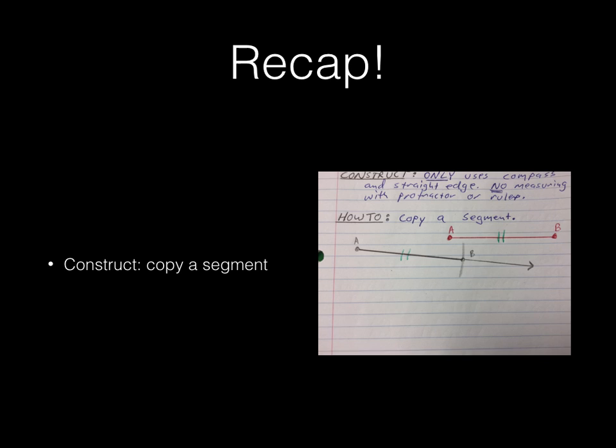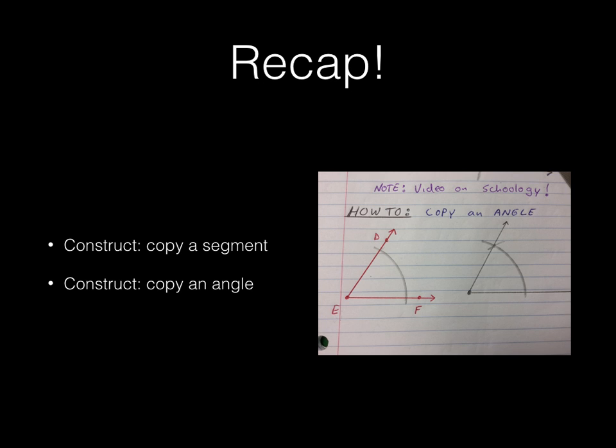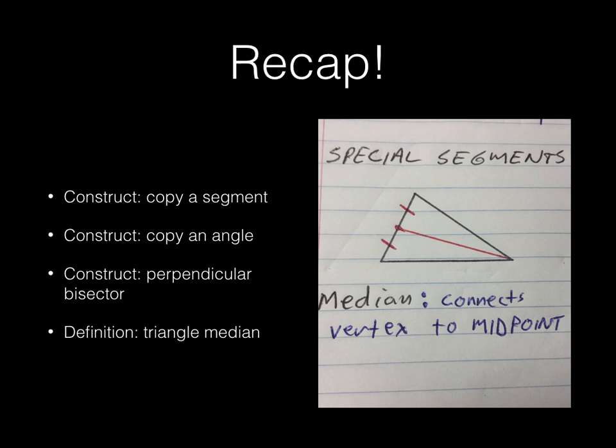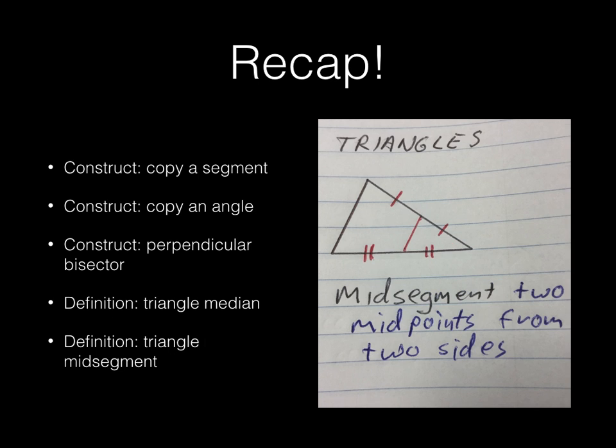So to recap, you have three constructions. You have copying a segment. You have copying an angle. You have constructing a perpendicular bisector. And then two definitions. We have the triangle median and the triangle mid-segment. Now that's a lot of stuff for one day. We're going to get a whole bunch of practice with it. So after your notes are all quality done, go find Mr. Kingsbury for the assignment of the day.